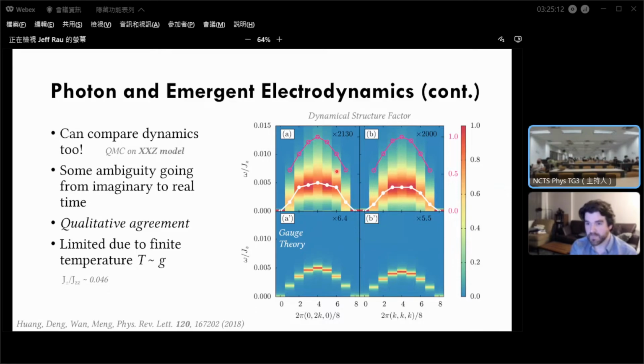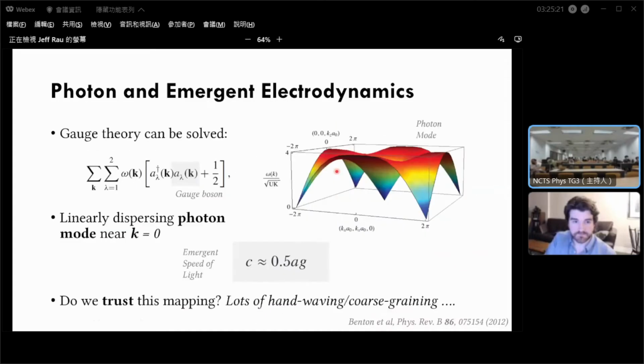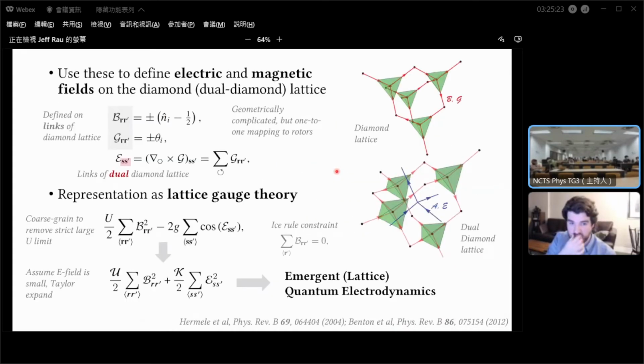Sure. So I got some question about the quantum spin ice part. You mentioned that in one of the derivations in the Hamiltonian, there is a cosine term for the electric field. Can you say a few words about why it is a good approximation to assume the electric field is small, so that you can do the expansion? Why is assuming the electric field is small a good assumption here?